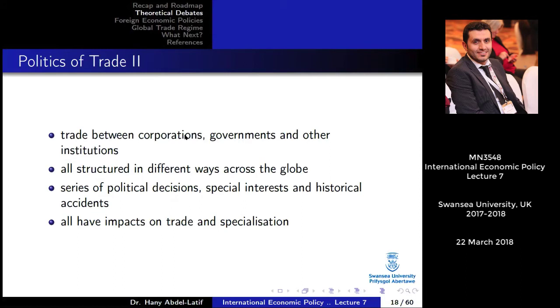So trade usually involves different actors: corporations, governments, and other institutions. All these are structured in different ways, and that's why you still need regulations, you still need rules to follow. And that is the bottom line here.